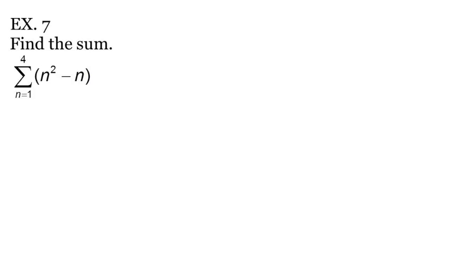Next, on example 7, we're finding the sum of the sequence. So this means to find the sum of the sequence from 1 to 4 of n squared minus n. So we're going to plug in 1, 2, 3, 4 and find the value of that sequence, then add them together for the sum.